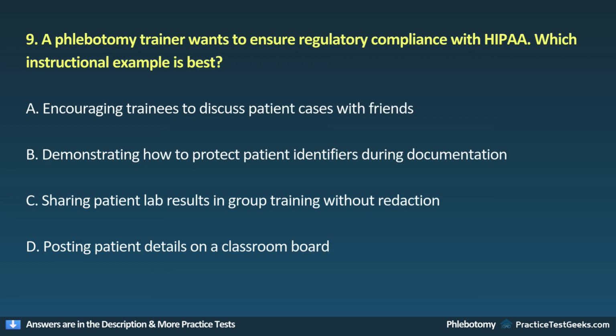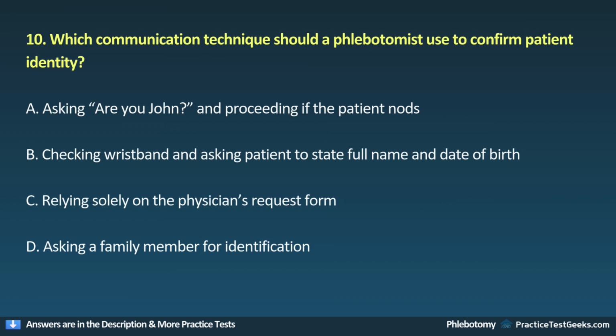9. A phlebotomy trainer wants to ensure regulatory compliance with HIPAA. Which instructional example is best? A. Encouraging trainees to discuss patient cases with friends. B. Demonstrating how to protect patient identifiers during documentation. C. Sharing patient lab results in group training without redaction. D. Posting patient details on a classroom board.